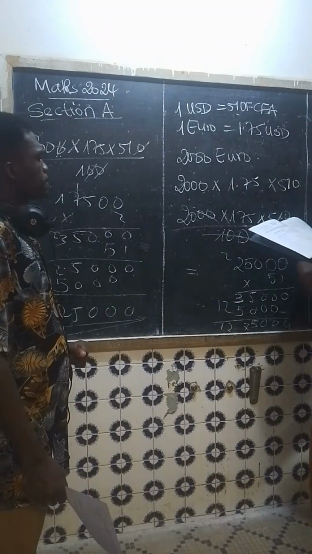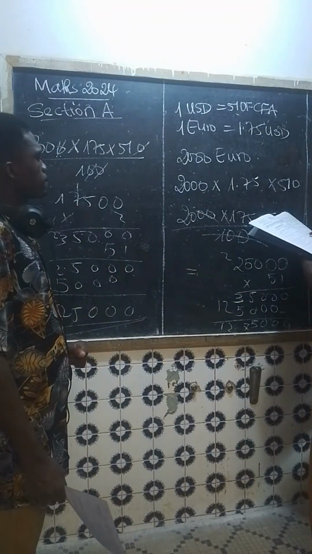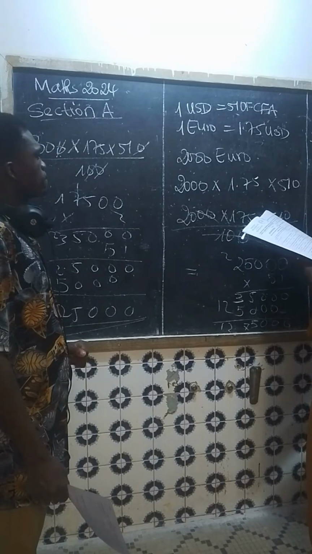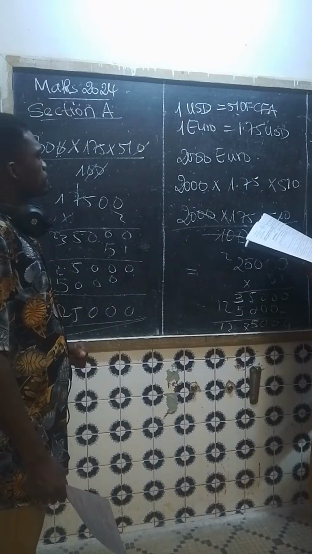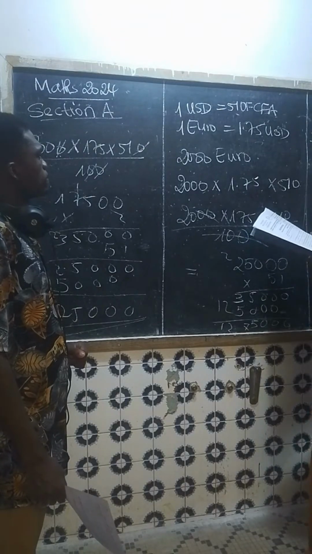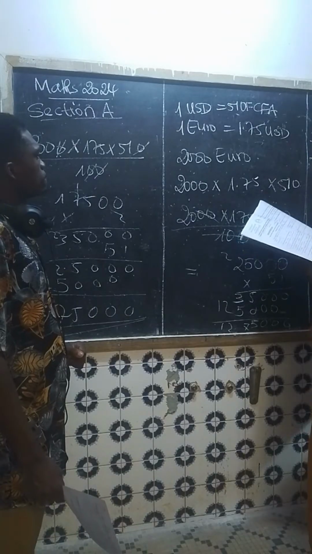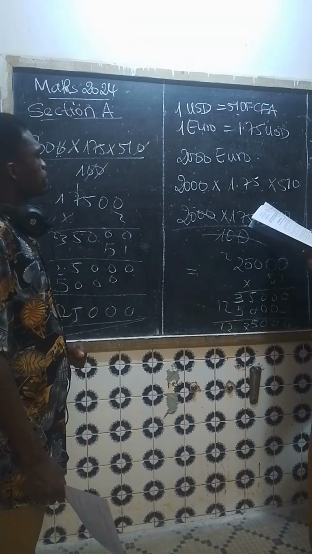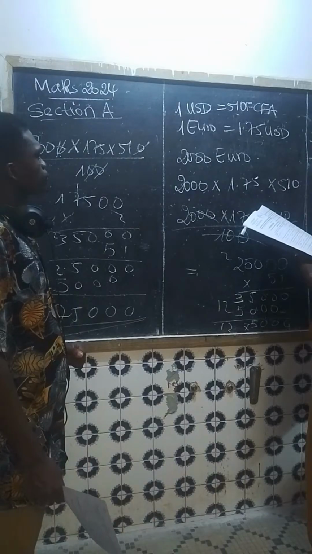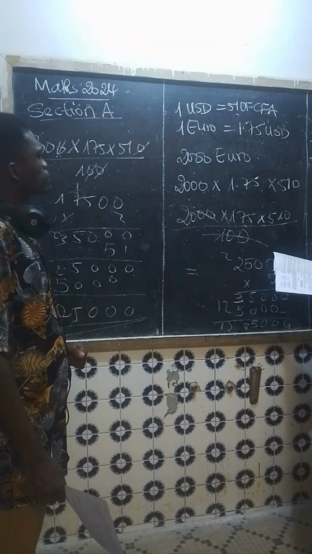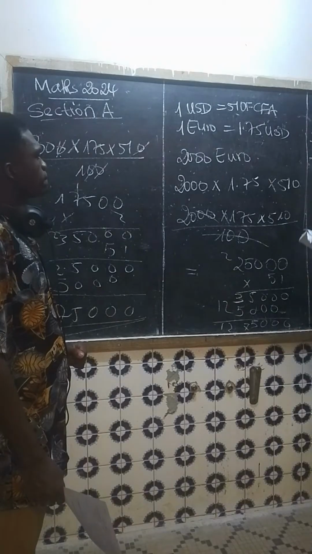This was what I did. At a certain period, they change the rate of exchange in euro. We have $1, which is equal to 5 francs. Then we have €1, which is equal to 1.75. Then we have a can I bought at 2,000 euro. 2,000 euro is equal to X.